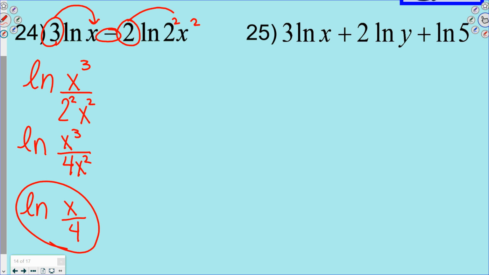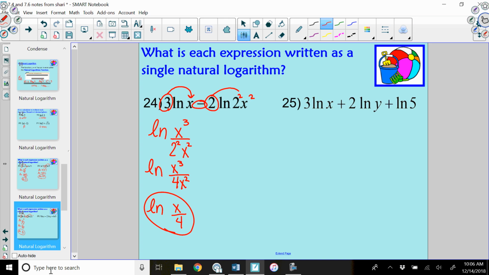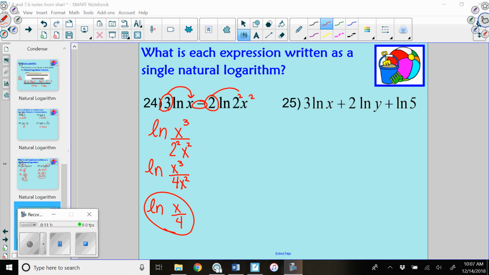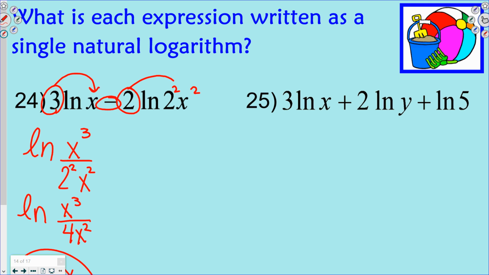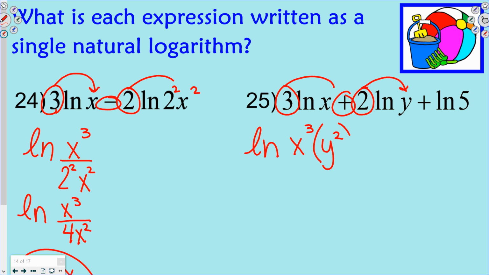All right, why don't you guys try 25 on your own? All right, so 25. What did we do with the 3 in front? Moved it to the x. So I'm going to have natural log of x cubed. Plus sign means multiply. Number in front goes to the y, so that's going to be y squared. Plus sign means multiply, and it's just a 5. Do we like the way that's written? It looks kind of ugly, doesn't it? So natural log, how did you write it?